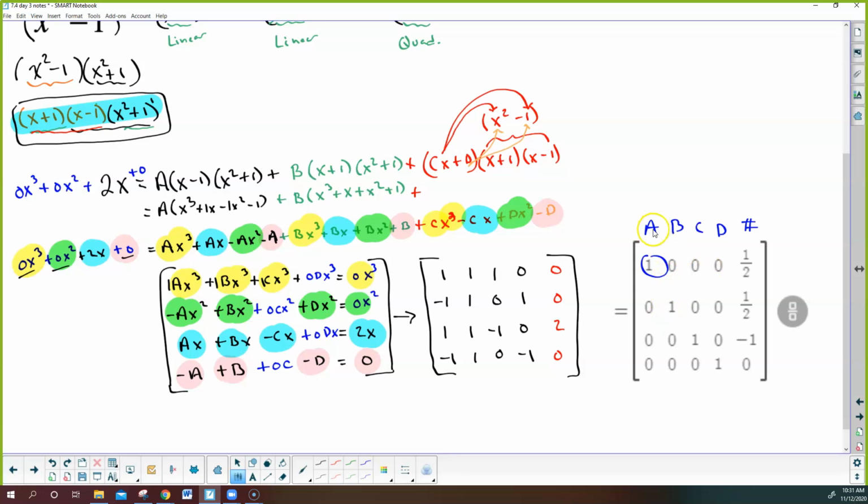A is equal to 1/2. B is also equal to 1/2. C is equal to -1, and D is equal to 0.